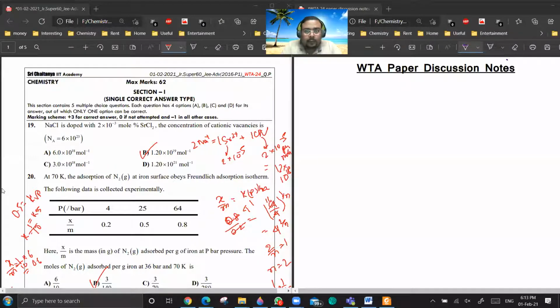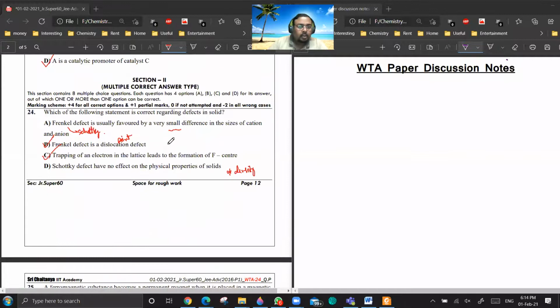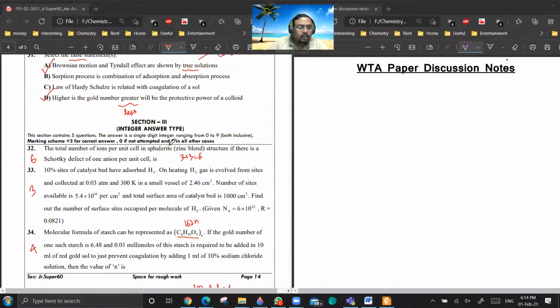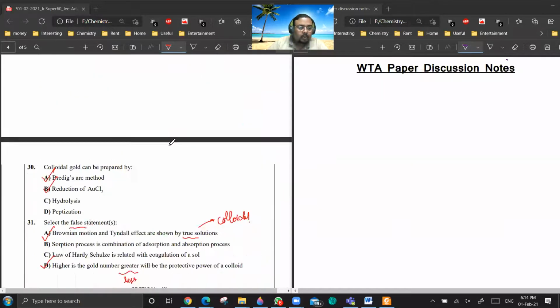Good evening, students. Today we are going to discuss WTA24. This paper is based mainly on surface chemistry, with a few questions from solid state, the defects part and the magnetic properties part. Let us start this paper discussion. It is divided into three sections. Section 1 is single correct, section 2 is multi-correct, and section 3 is integer type. In total, 18 questions are there.